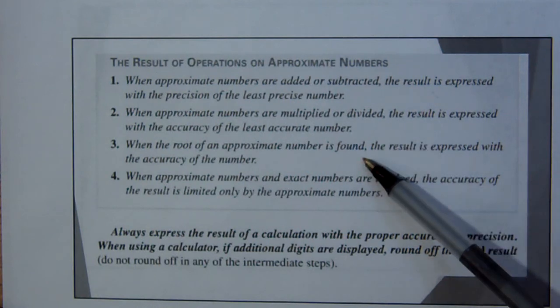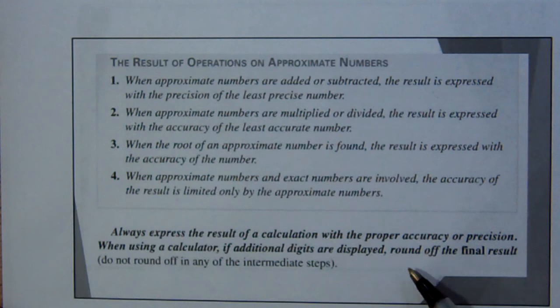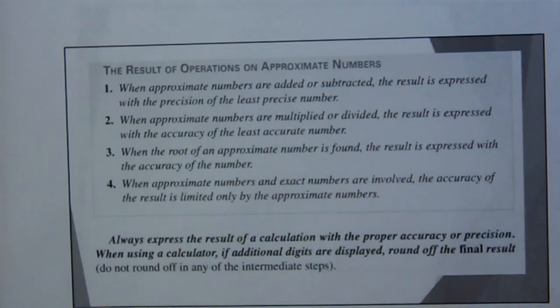When the root of an approximate number is found, the result is expressed with the accuracy of the number you're taking the root of, and when approximate numbers and exact numbers are involved, the accuracy of the result is limited only by the approximate numbers. We always wait till the end of the problem to round off to the correct number of significant digits. Let's look at an example.